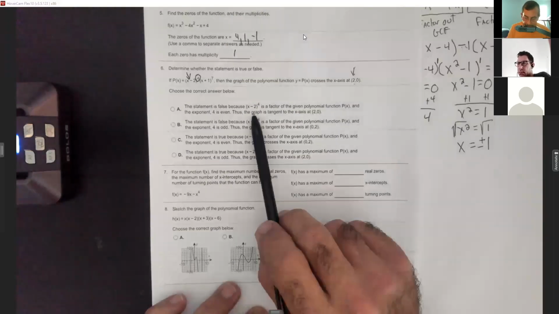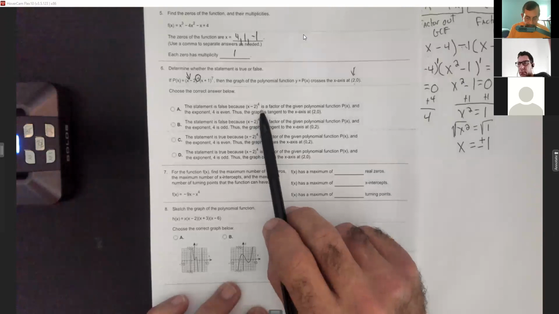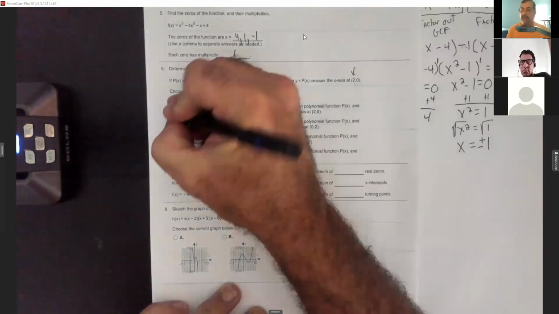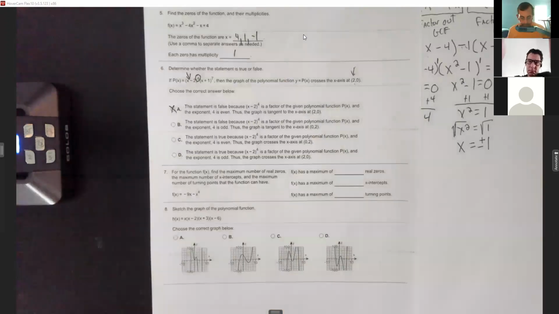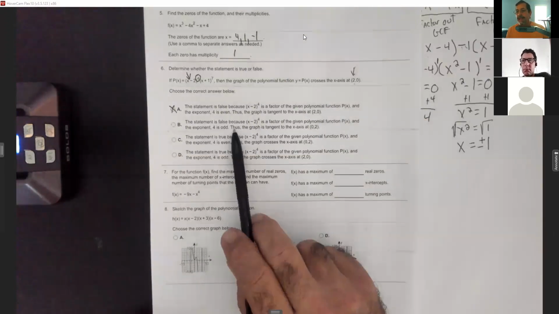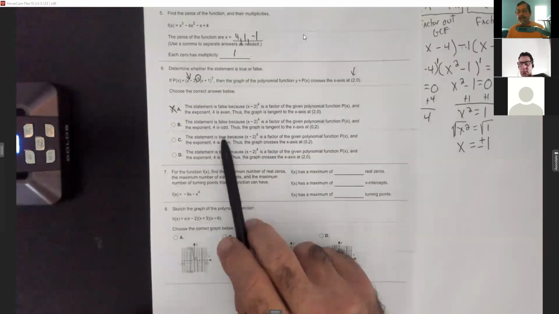And then you just look at the answer. Since 4 is even, it's going to be tangent like we said. So we would go with A on that one. And then the other false one is trying to say that the 4 is odd, okay? So watch that. They just mix up the even and odd on that to mess you up.